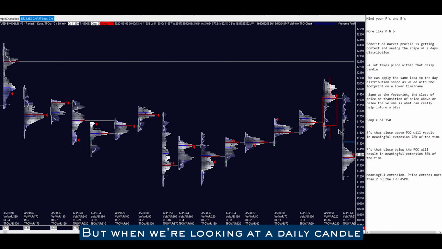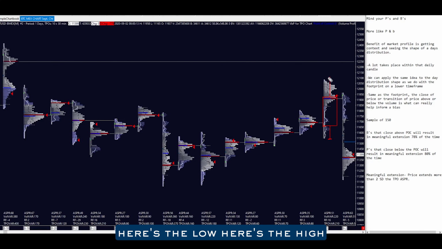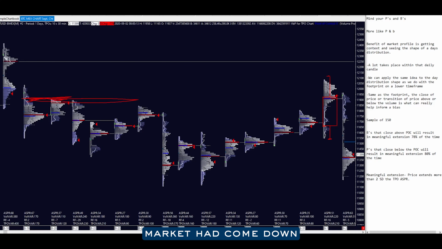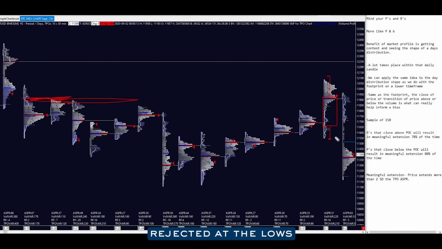But when we're looking at a daily candle on a candle chart, this is what we would see as the daily candle on just a candlestick. Here's the close, here's the open, here's the low, here's the high. If we were just looking at this as the candle, you'd say this is kind of a neutral candle. It's coming up to resistance, prior range high back here. Market had come down. It's coming up through a level again. Looks kind of decent, somewhat rejected at the lows. It's a firm looking candle though.